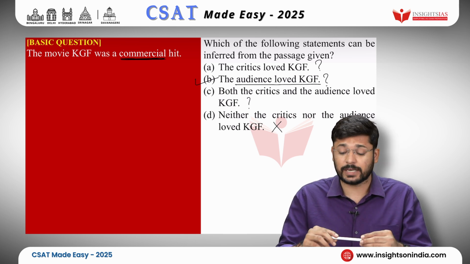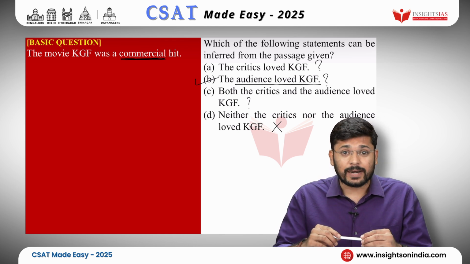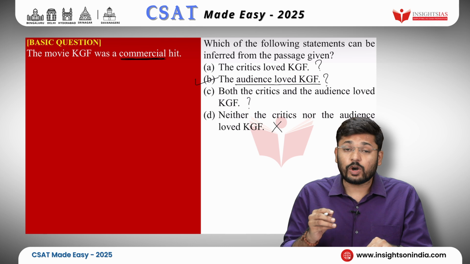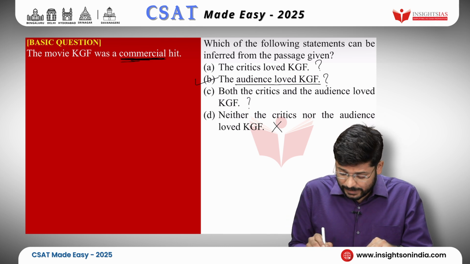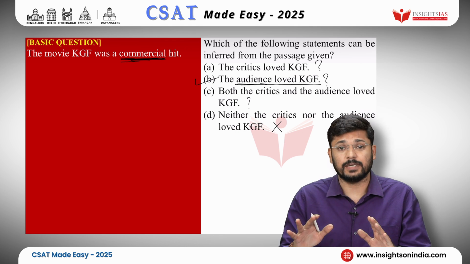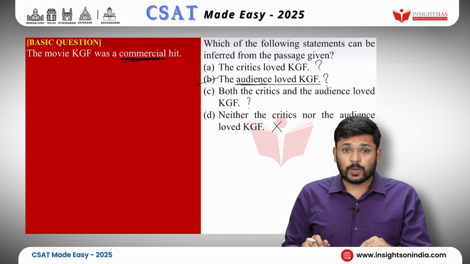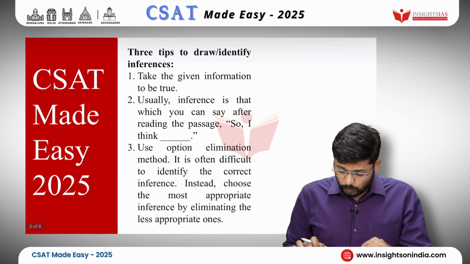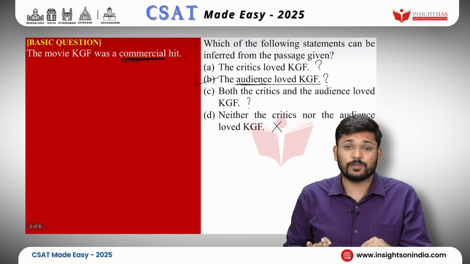Even critics could have loved KGF, and option A and C, both of them could have been right. However, what we can infer from the given passage is only option B. Commercial hit, audience. Yes, that is what we can infer. Now you can compare this question with the tips I had given you. What were the tips? Take the information given to be true. Yes, we took KGF to be a commercial hit.